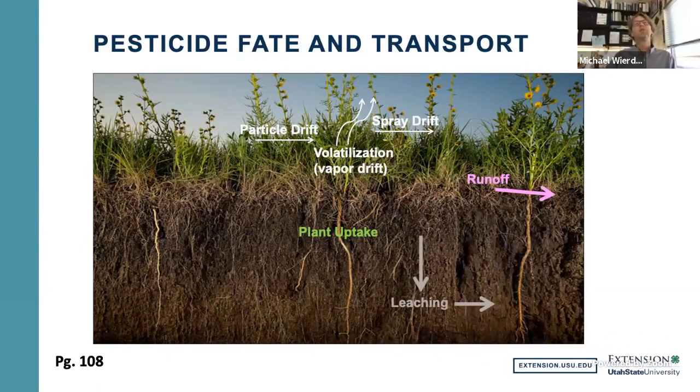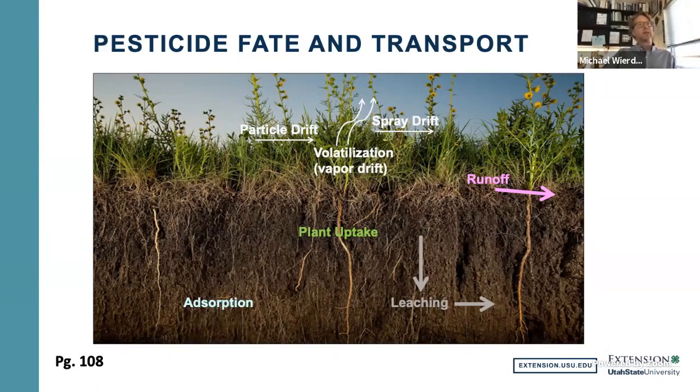And then we have movement of pesticides in water. So we have runoff and leaching as our next two topics. Runoff is the movement of pesticides in water across the surface of soils, whereas leaching is the movement of pesticides in water below the surface of soil. Leaching is generally thought of as a downward movement, but it can also be horizontal.